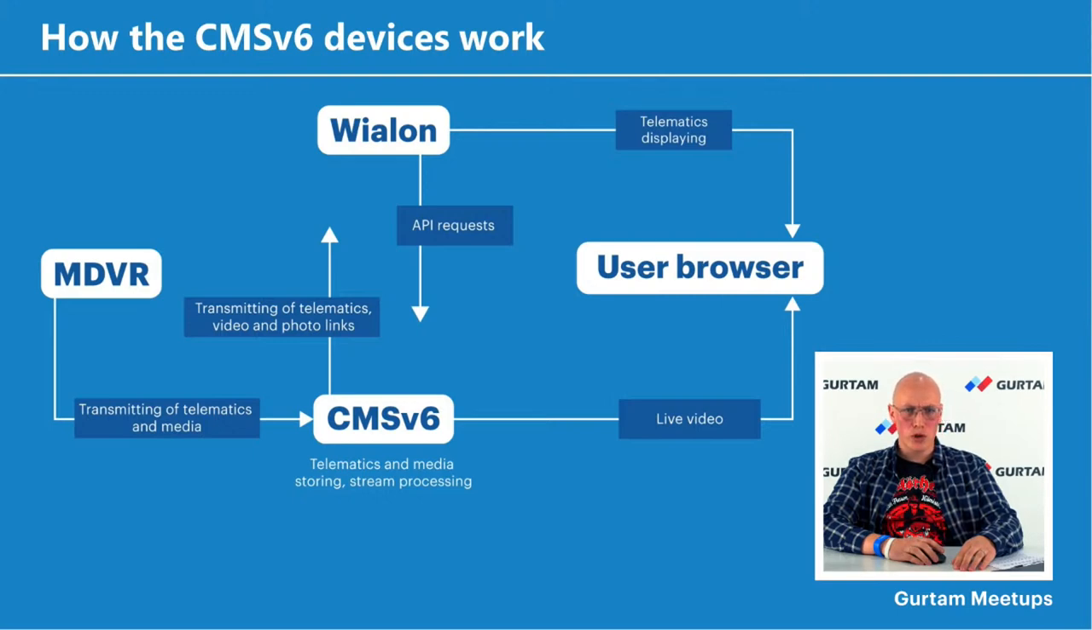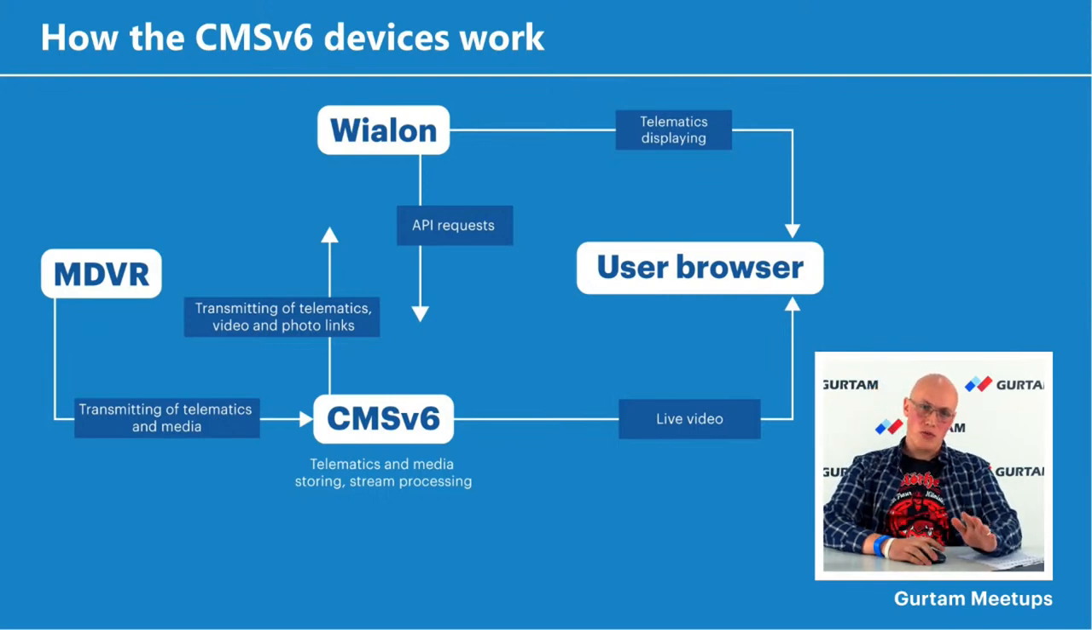Today we have a brief manual which describes the particularities of setting up CMSv6 units in Wialon. You can download the manual at the CMSv6 gateway page at gurtam.com in the hardware section. Or you can also find a link to this manual under this video.